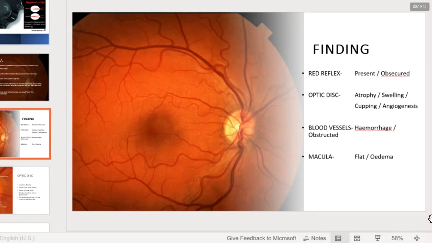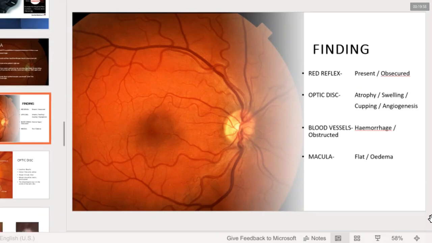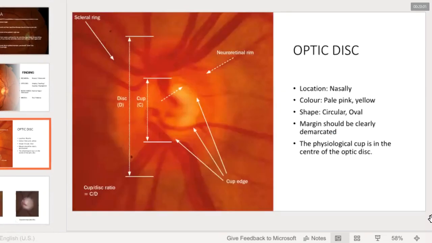And then after that, you report your finding on the optic disc. How does it look? Is it atrophic, or is the optic disc swollen? Is there any hemorrhage on the optic disc, or any signs of glaucoma on the optic disc? After you have completed examining the optic disc, then you look at all the blood vessels. How do they look? Are they normal blood vessels, or tortuous blood vessels, or is there any hemorrhage? And then the last thing that you examine will be the macula.